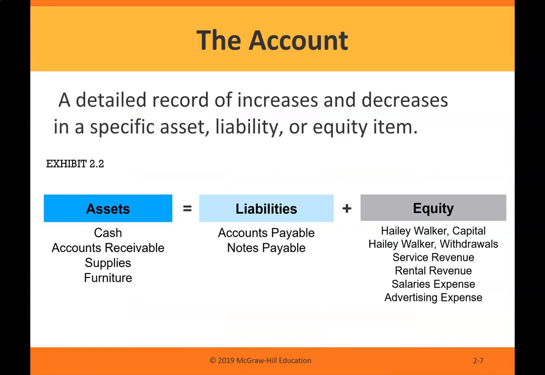The account is a detailed record of increases and decreases in a specific asset, liability, or equity item. Assets equals liabilities plus equity. Some examples of assets are cash, accounts receivable, supplies, furniture. Some examples of liabilities are accounts payable and notes payable. Some examples of equity are Haley Walker capital, Haley Walker withdrawals, service revenue, rental revenue, salaries expense, and advertising expense.